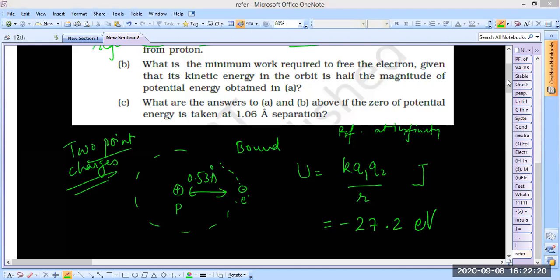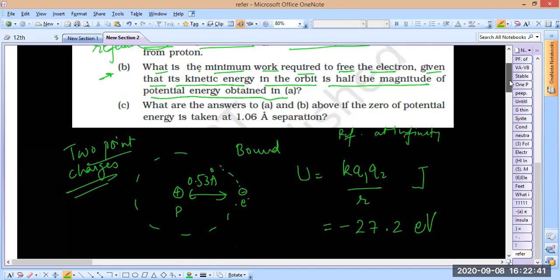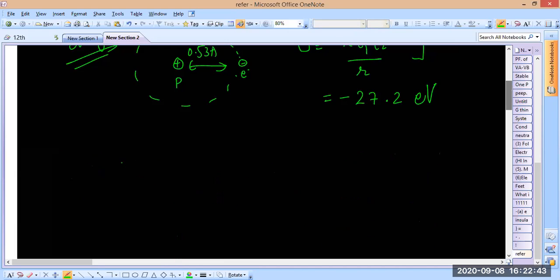Now let's read part B. What is the minimum work required to free the electron, given that its kinetic energy in orbit is half the magnitude of the potential energy obtained in A? This used to come in gravitation, remember? For satellites we used to have that K is equal to minus U by 2, which is equal to minus E. Do you remember?